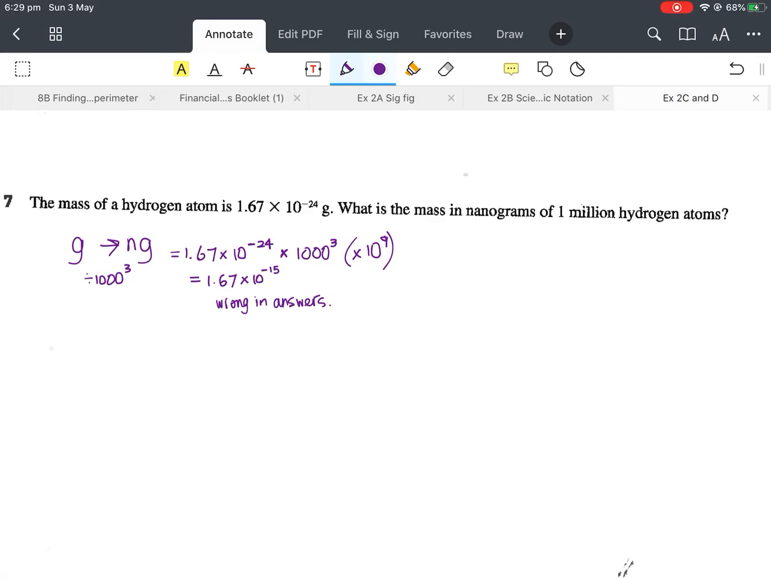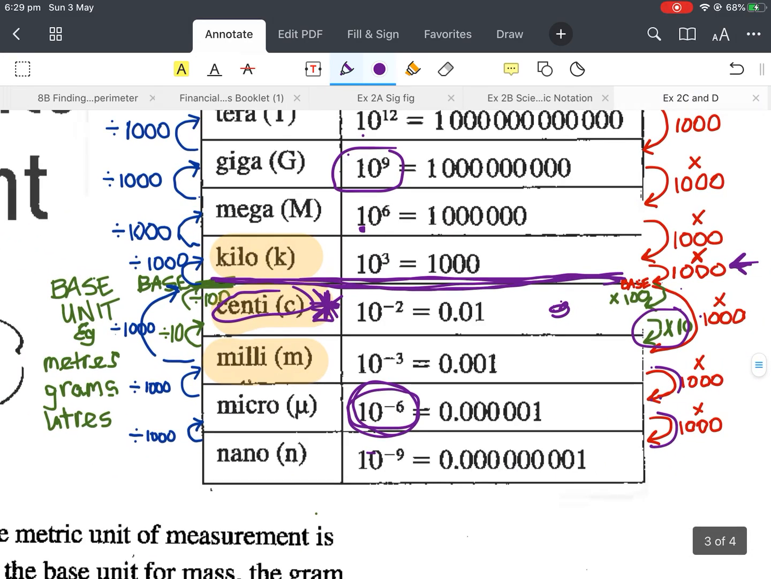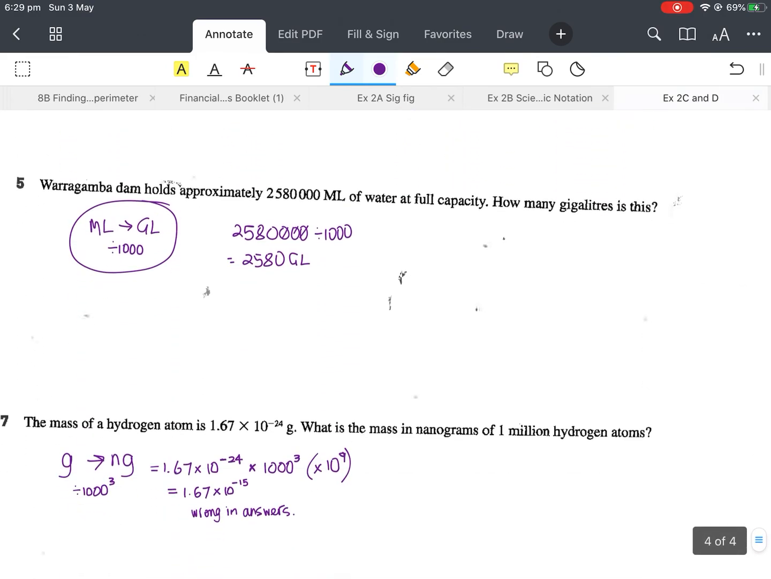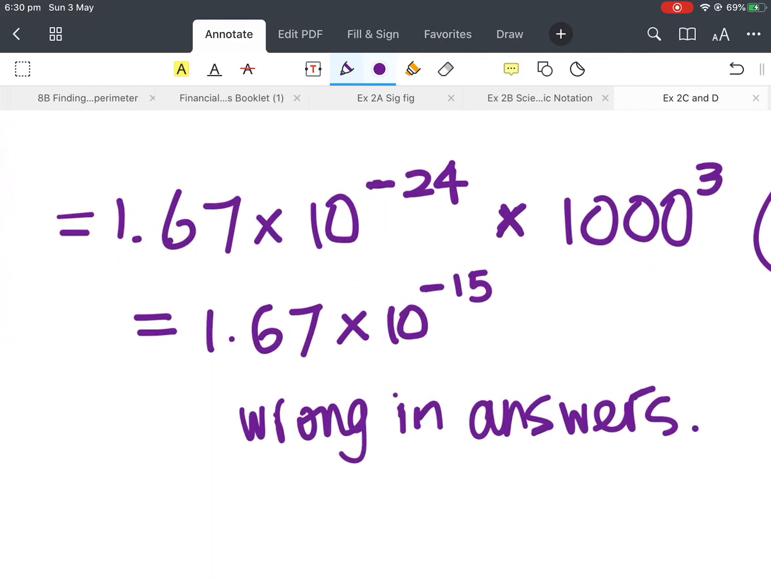All right. So first of all, I've changed grams to nano. So if I go back to the table, grams to nano, started at grams, jumped once, jumped twice, jumped 3 times to get to nano. Now I know why I got the wrong answer. Okay, so I've multiplied by 1,000 to the power of 3, excuse me, and that gave me 1.67 times 10 to the negative 15. But I didn't read 1,000,000. Now that's my answer for 1 hydrogen atom.